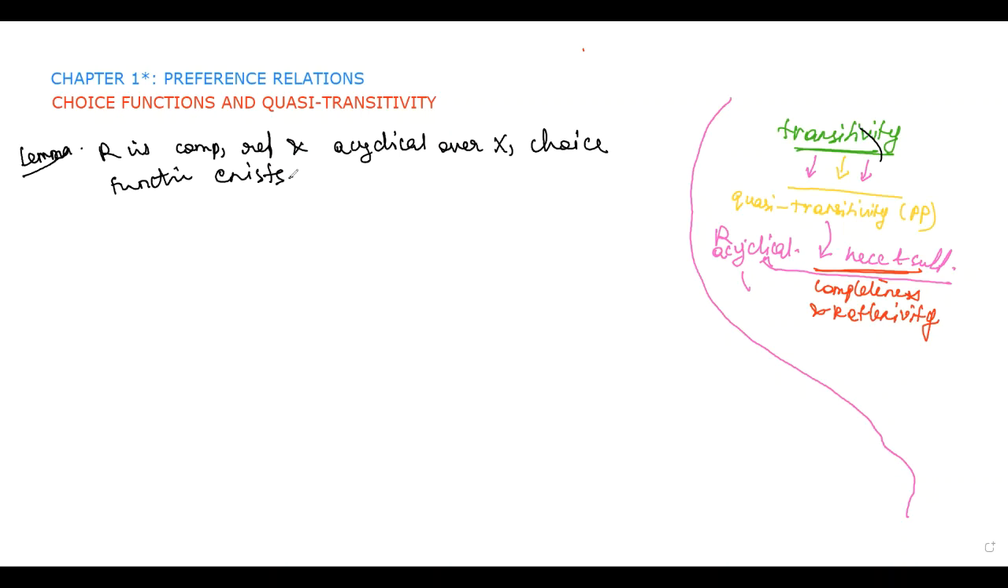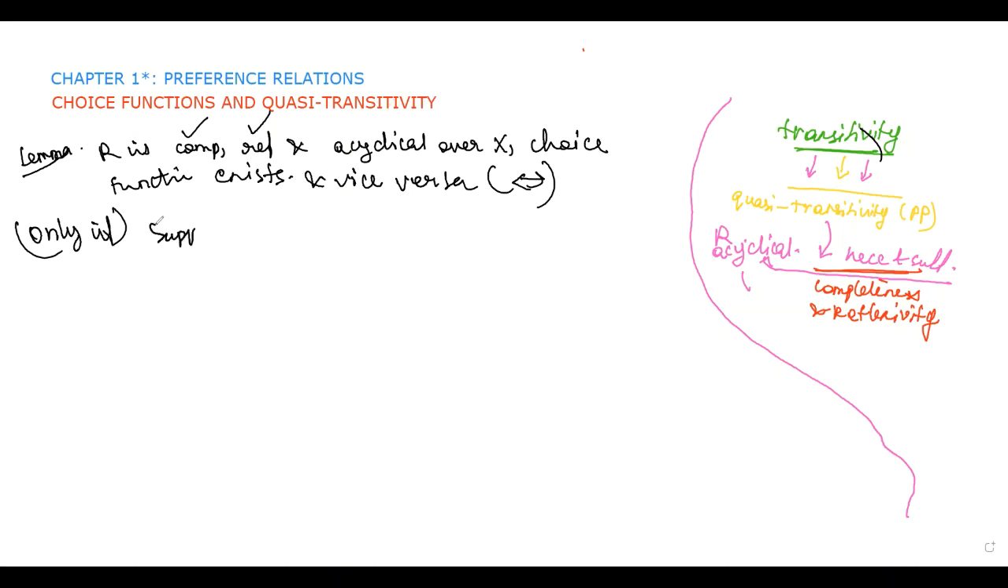How do we prove this? We have to, sorry, a choice function exists and vice versa. Therefore, we are saying if and only if. So first we will prove the proof of necessity. A choice function can exist only if these three are true. We've already proved this for completeness and reflexivity. Let's prove it for acyclicity.